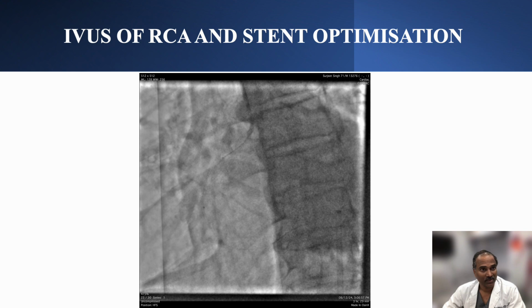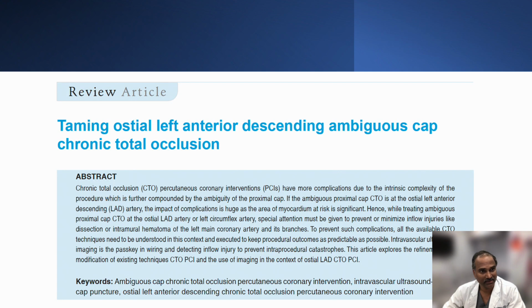And we also checked IVUS of the RCA stent, which is important. As I told you, you can review this article to understand certain principles of reverse CART in an ambiguous cap scenario.